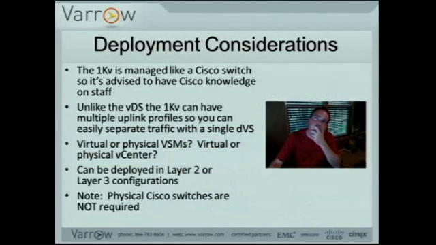So some deployment considerations, right? The 1KV is managed like a Cisco switch. So you can use DCNM to do it via GUI, but odds are at some point you've got to get your hands dirty. So I always recommend you have Cisco knowledge in-house. I have done deployments in HP ProCurve environments. I've done them with Cisco, I've done ProCurve, and one more I'm trying to think of. But I've done Nortel. I've done them in those environments and they work great. You don't have to have Cisco switches. I recommend you have Cisco knowledge. Now, if you want to go learn it, fantastic. I just want you to understand that.